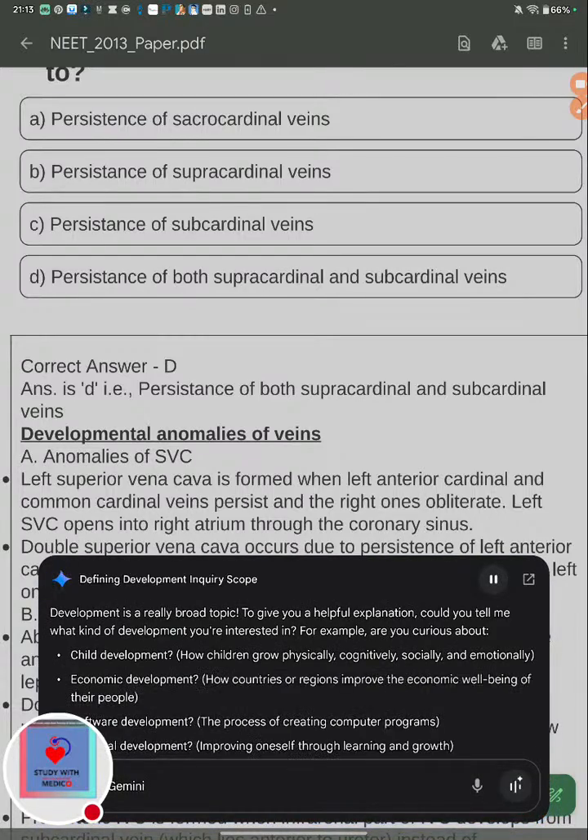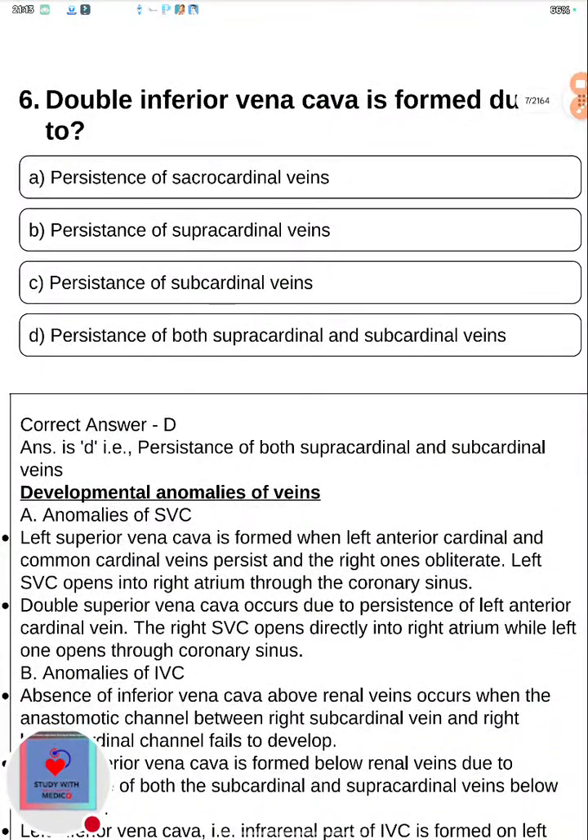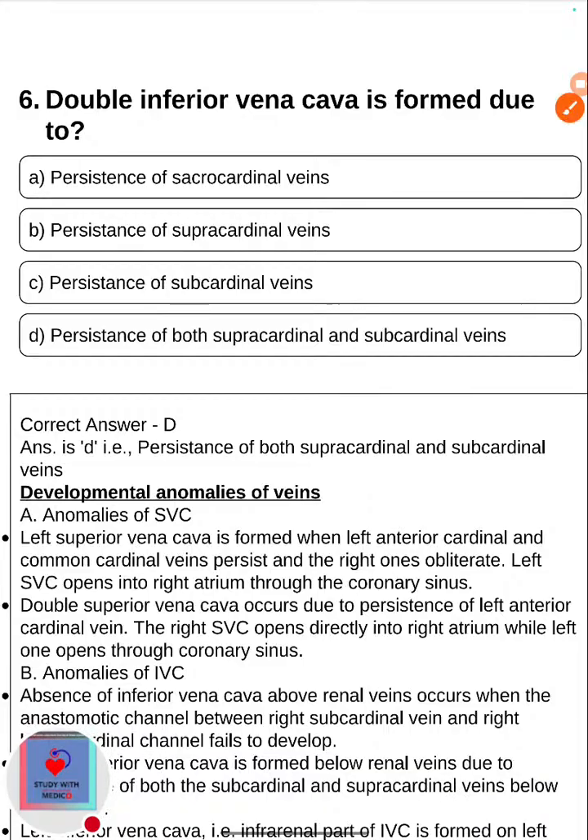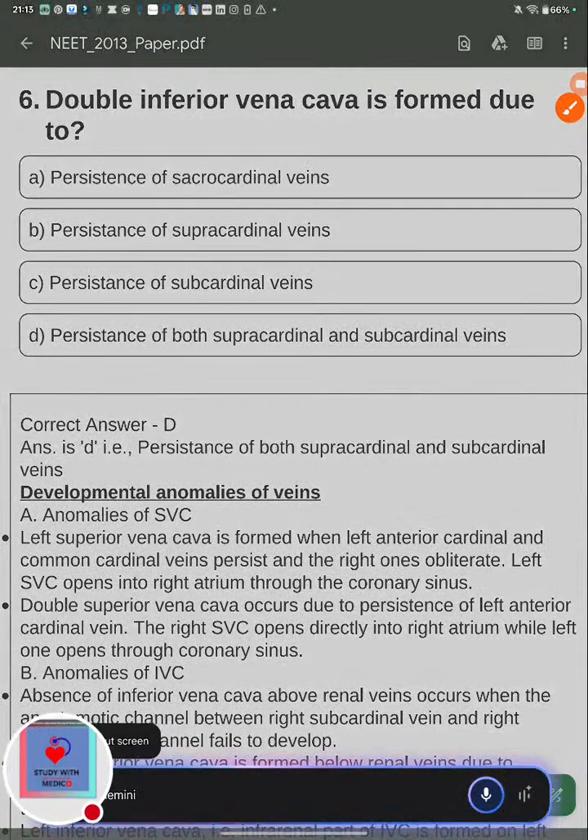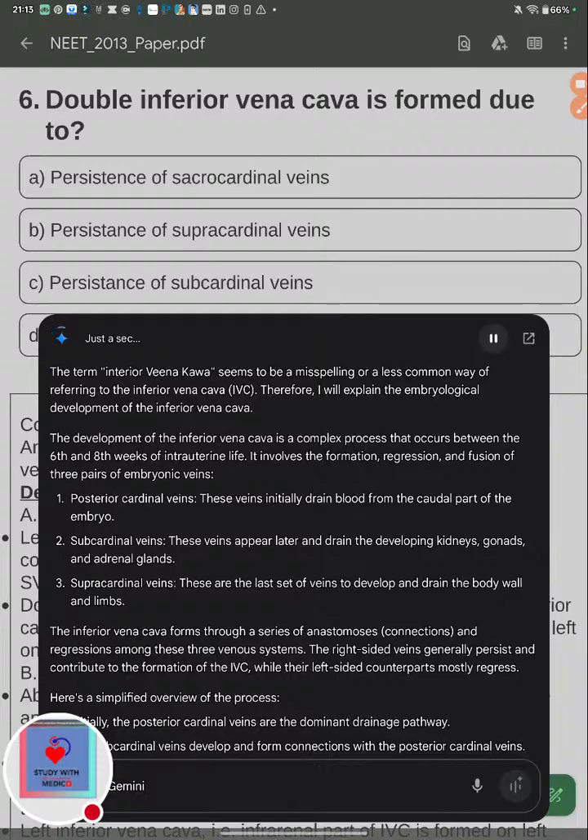Does it Development is a really broad topic. To give you a help, inferior vena cava? the term inferior vena cava seems to be a misspelling or a less common way of referring to the inferior Never vena cava. listens properly. Therefore, I will explain the embryological development of the inferior vena cava.